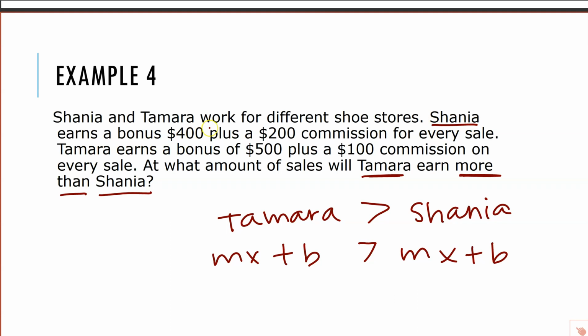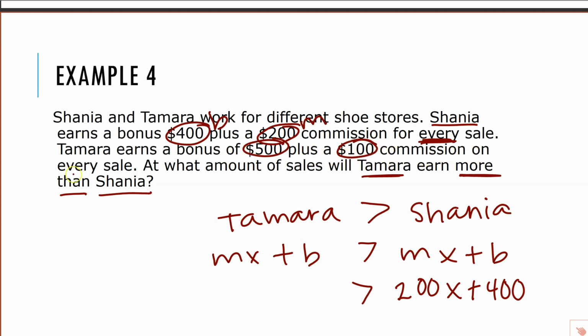earns a bonus of $400 plus $200 commission for every sale. So there's my keyword, every. So 200 is my M and 400 is my B. So this is for Shania: 200x plus 400. And then for Tamara, we have earns a bonus of 500 plus $100 commission on every sale. So every is the keyword for M. That's my M. So this is my B. So 100x plus 500.